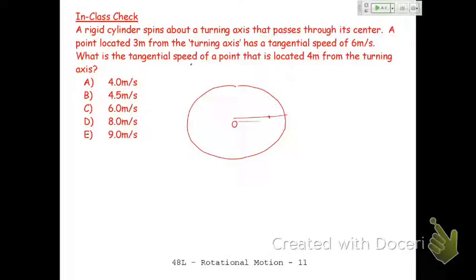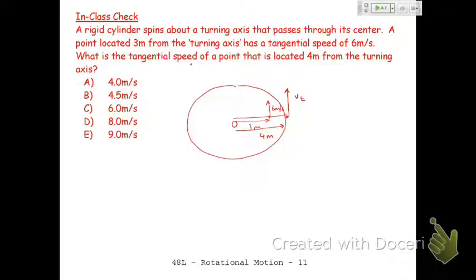So this is 3 meters. I'm going to say that that has a velocity of 6 meters per second. And then this is 4 meters, and I want to know that guy. So there's my 4 meters. My 3 meters and my 4 meters.